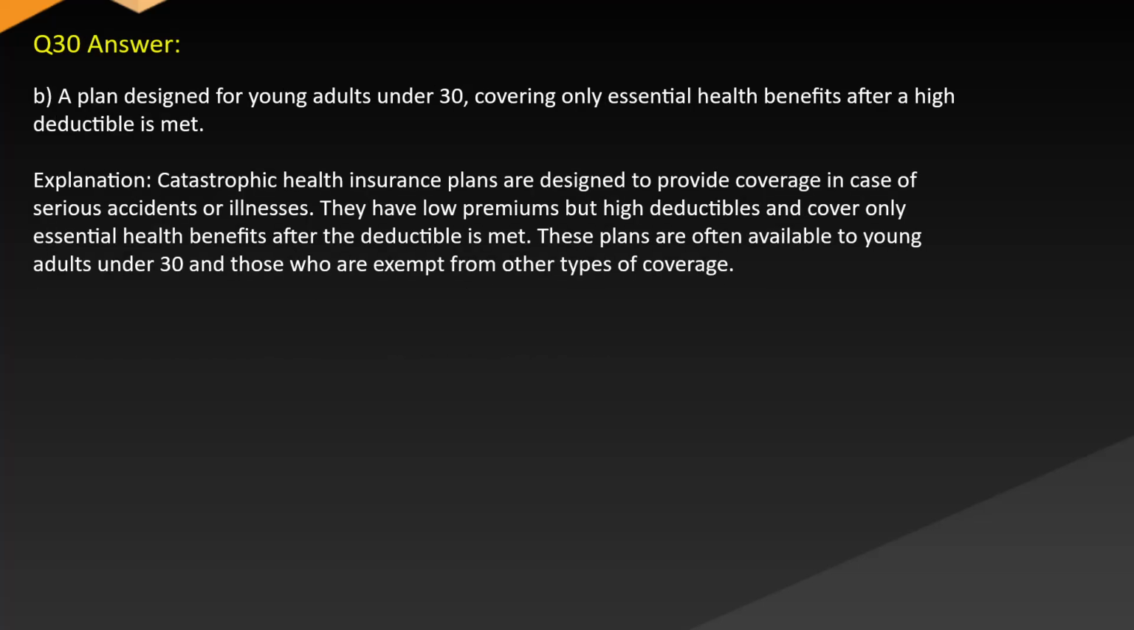Answer: B. A plan designed for young adults under 30, covering only essential health benefits after a high deductible is met. Explanation: Catastrophic health insurance plans are designed to provide coverage in case of serious accidents or illnesses. They have low premiums but high deductibles and cover only essential health benefits after the deductible is met. These plans are often available to young adults under 30 and those who are exempt from other types of coverage.